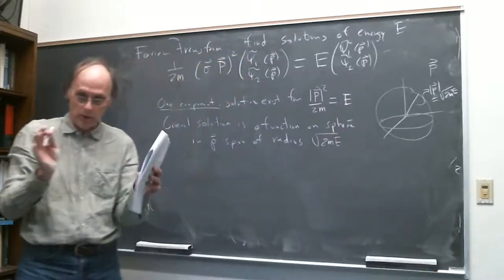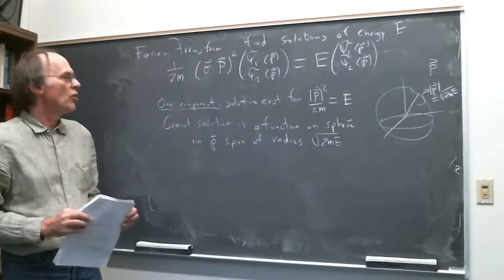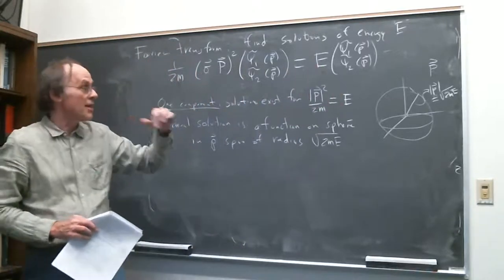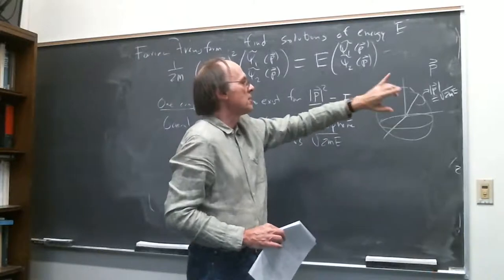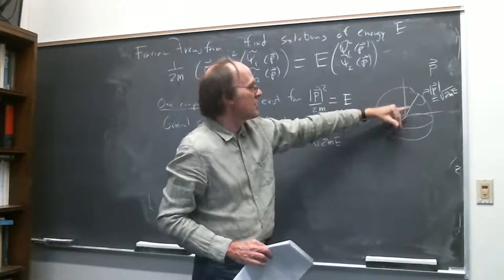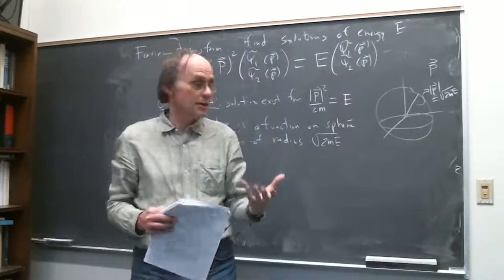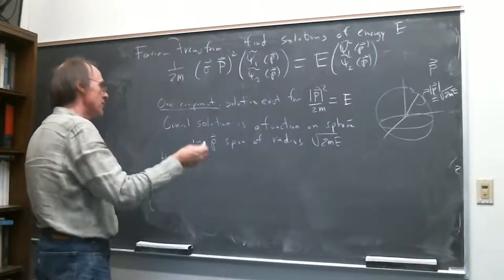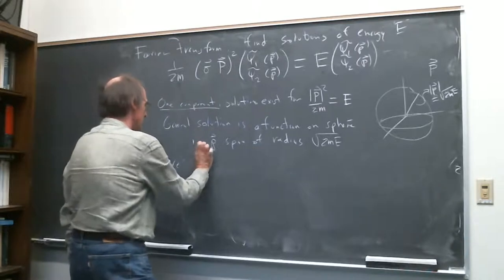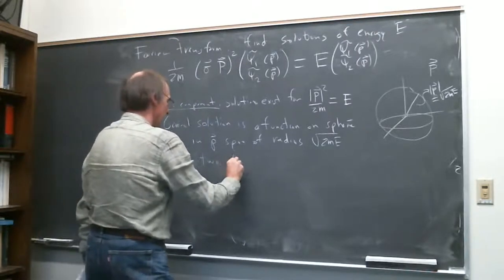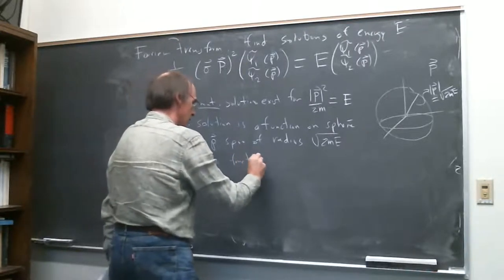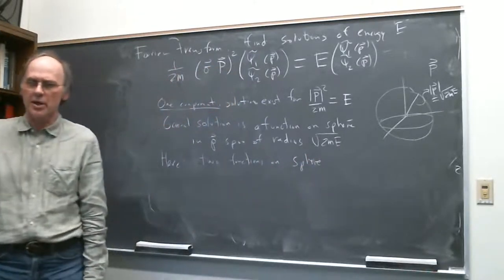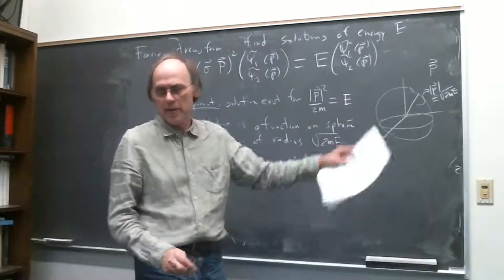So in the one component case it was that, and in some sense what's happening here is that the general solution is just two copies of that. So the general solution is going to be two functions on the sphere. Okay, so in some sense, nothing that interesting seems to be happening.